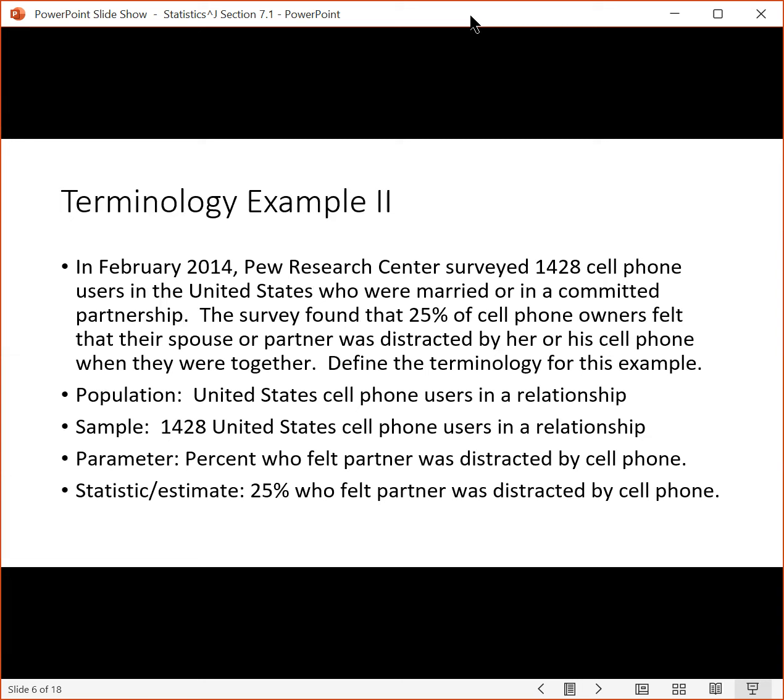Now the sample is going to be the portion of the population that we're going to use because we can't contact all of the cell phone users. It's just not realistic. So we're going to take a subset of that. That's the 1,428 individuals who we contact to ask them how their partner felt about cell phone use. That's the sample. And then the result of that, when we contact those individuals and ask them whether their partner was distracted or not, that's the 25%. That is the statistic. Okay.